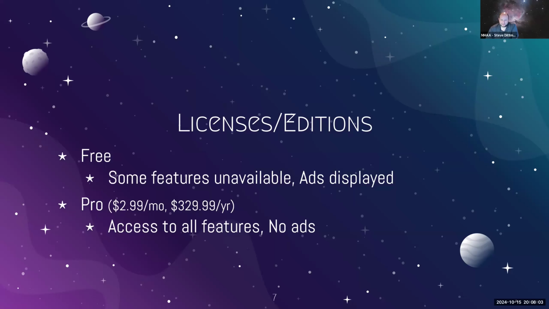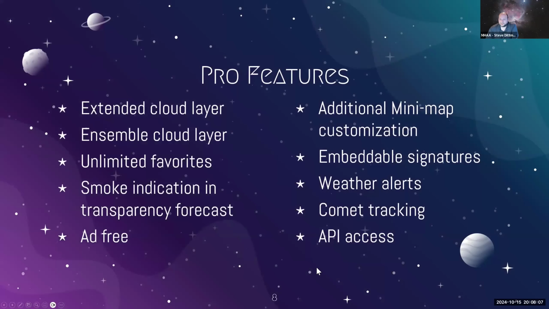If you go Pro, that gives you access to all the features without the ads. Just to give you an idea of what the pro features are, and we'll go through all these, of course, in a moment. There's extended cloud layers. There's what they call an ensemble cloud layer, where they show multiple cloud layers over top of each other, so you can get an idea for which models agree on the clear skies in different areas. There's no limit to the number of favorites you can save. They'll include the smoke indication in the transparency bar of the forecast, remove the ads, et cetera. There's other stuff as well.